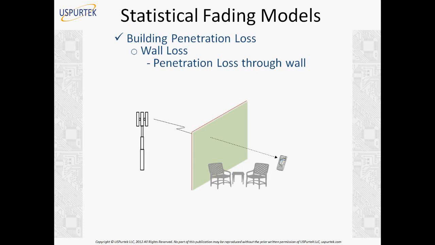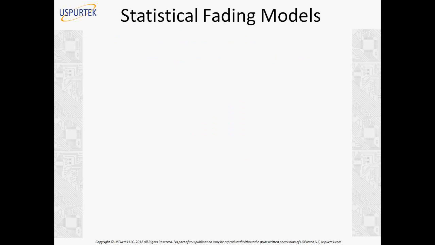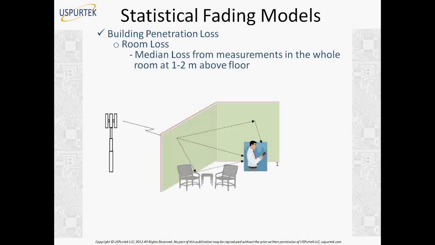Now we're coming to the building penetration loss. There could be losses through a wall. When the signal passes through a wall, there could be a wall loss. There could be a room loss, where once the signal enters the room, it suffers diffraction and reflection inside the room too.